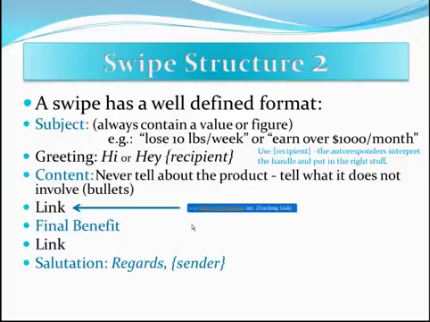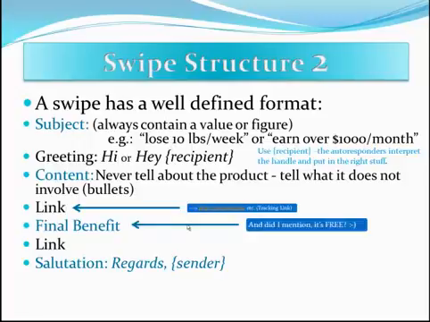So, when you get to the point of the link, you can either use exposed links or hyperlink bits in your text. I've used both, and I showed in the previous video that hyperlinking produces more clicks than exposed links. The final benefit could be something as simple as, and did I mention it's free?